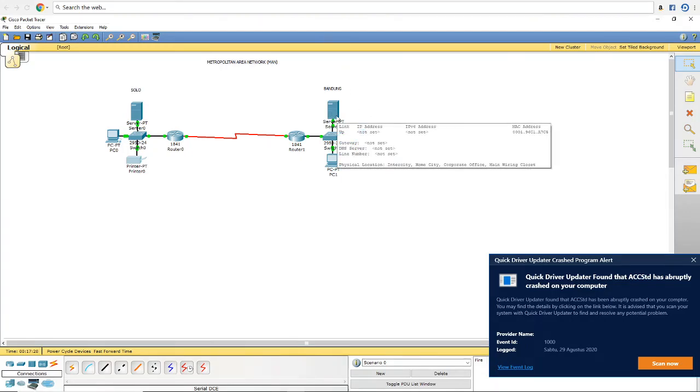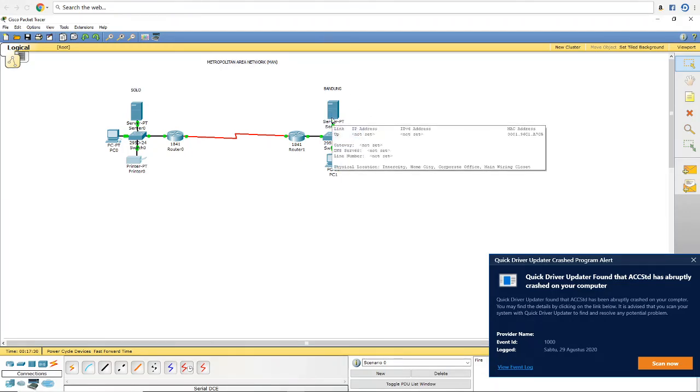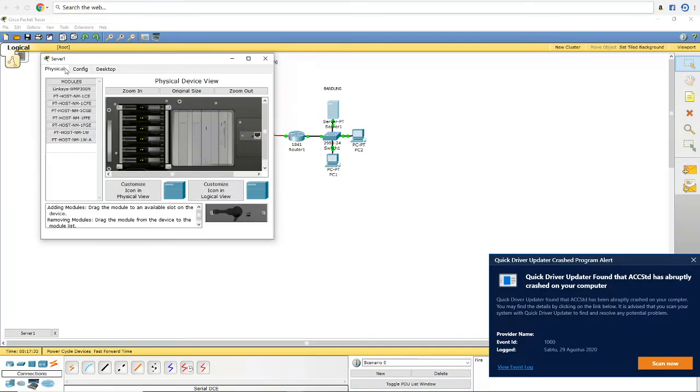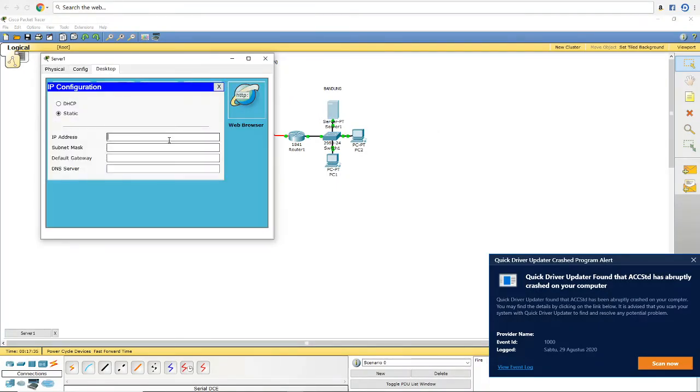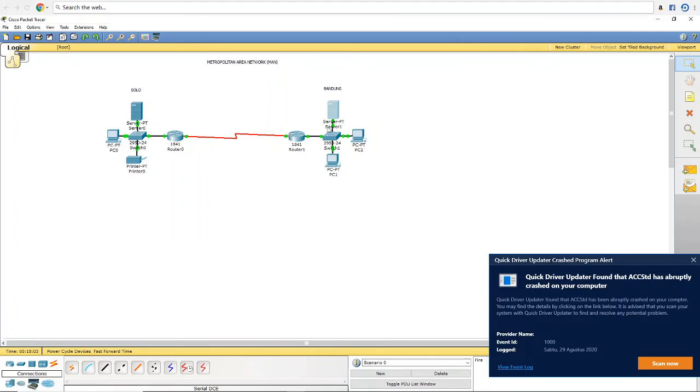The last one is we have to configure the local area network for the PCs in LAN Bandung. LAN Bandung is using a class C IP address with the number 192.168.10.1 for the IP gateway of LAN Bandung.